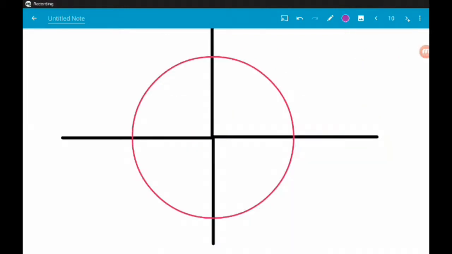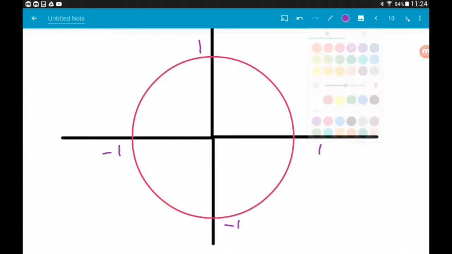Okay then, so here's our unit circle. Now a unit circle is a circle with a radius of 1. So this unit circle is centered at the origin 0, 0. So this point is 1, this point is 1, this point is -1, and this point down here is -1. Now a bonus question for you guys down in the comment section: what is the equation of this circle?